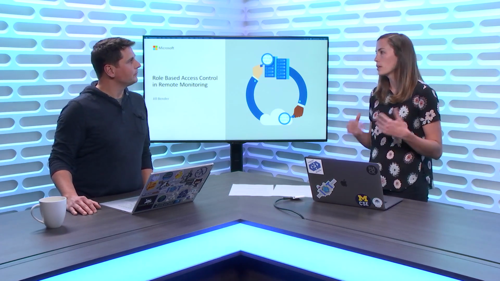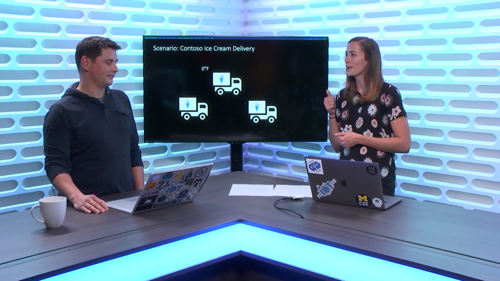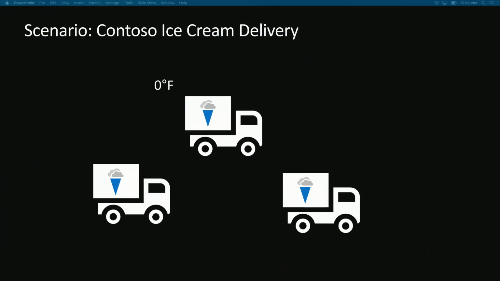So let's think of a scenario in the way that it's used where you have Contoso ice cream delivery. This is a delivery company. They have a fleet of ice cream trucks, and they have different people working at this company that have different needs. Each truck has a set of sensors to monitor the temperature of your ice cream. The optimal delivery temperature is 0 degrees Fahrenheit. That makes sure that your ice cream is not going to be melted. It's going to be a perfect texture.